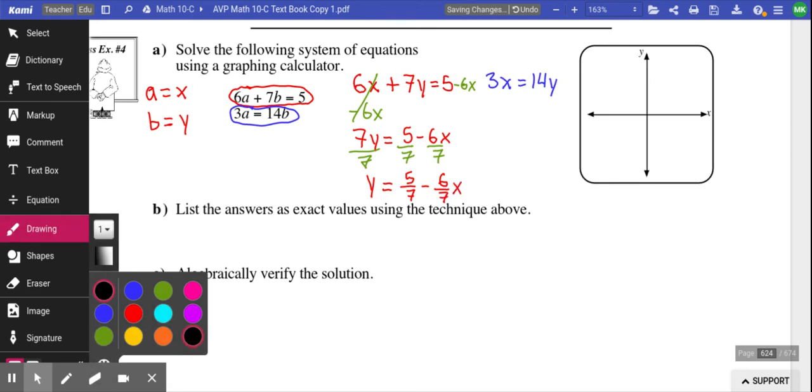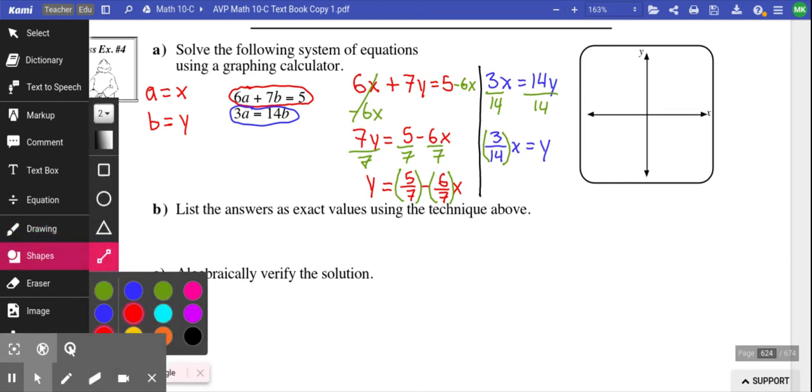If we look at the blue equation, we want to get y by itself, so we divide both sides by 14. That gives me 3 over 14 x equals y. Awesome. And now you should try to graph both of those and see if you can find the solution. When you graph, sometimes putting brackets around fractions in your calculator helps, just to remind your calculator that it's a fraction and it goes together. So I put brackets around it.